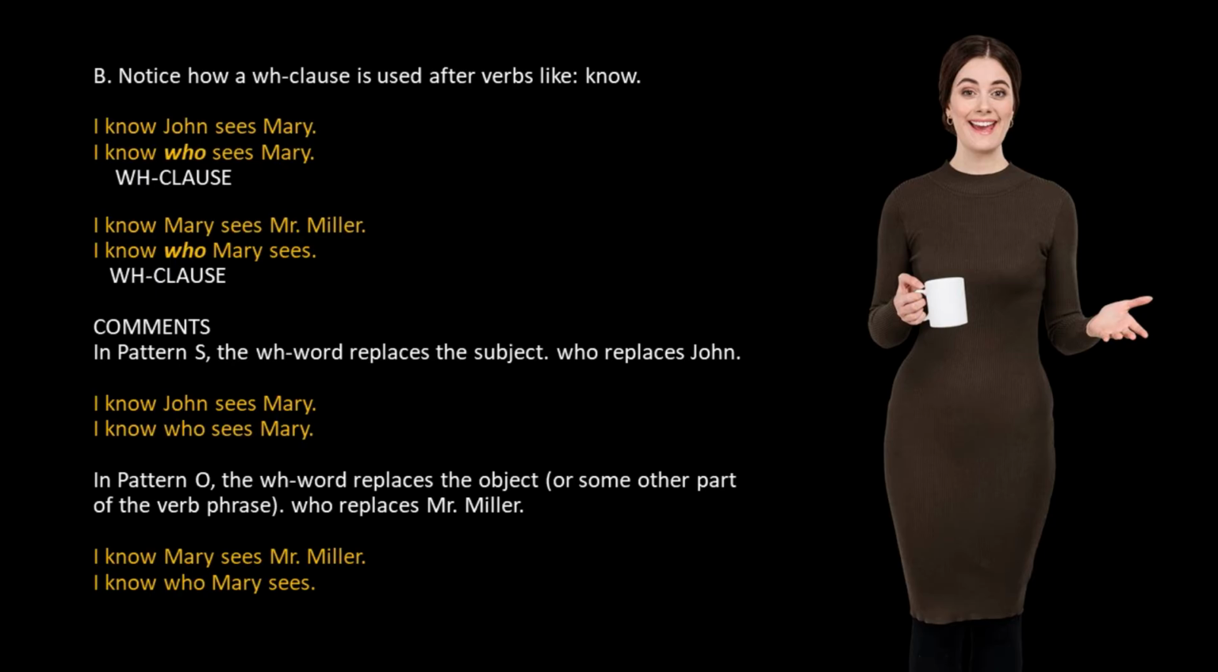In pattern S, the WH word replaces the subject. Who replaces John. For example, I know John sees Mary. I know who sees Mary. In pattern O, the WH word replaces the object, or some other part of the verb phrase. Who replaces Mr. Miller. For example, I know Mary sees Mr. Miller. I know who Mary sees.